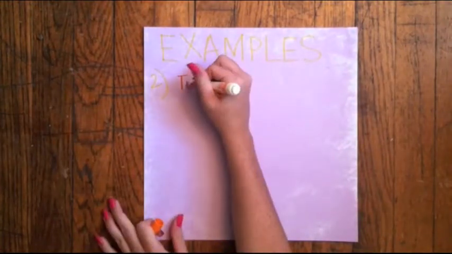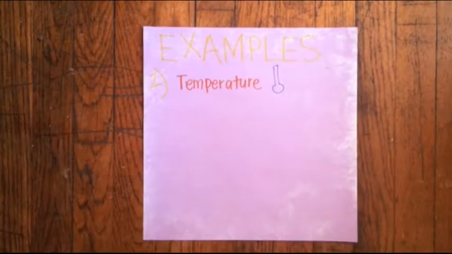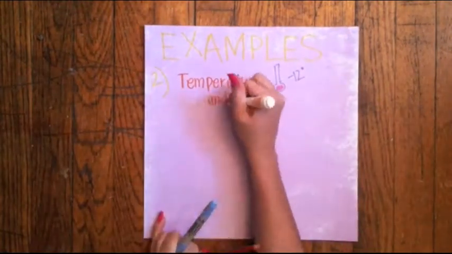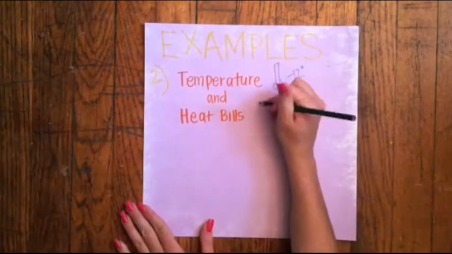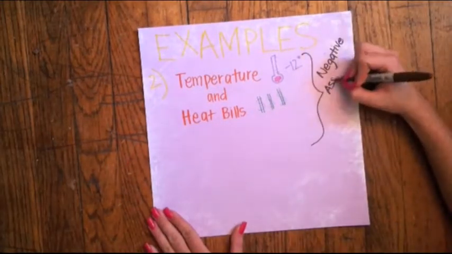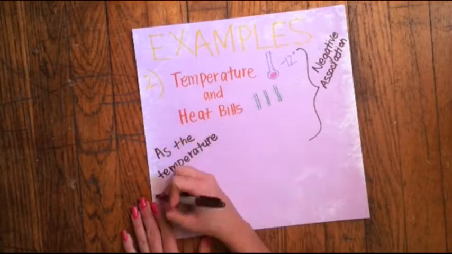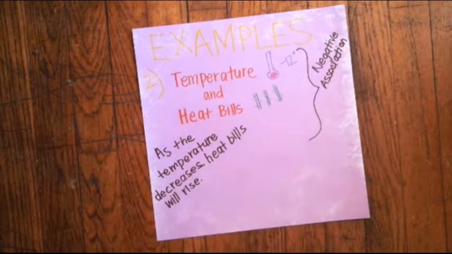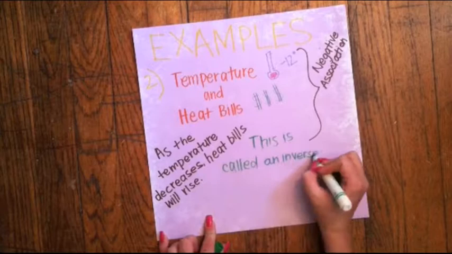Other examples include temperature and heat bills. This is an example of a negative association. As the temperature decreases, the heat bills will rise, as well as the temperature increases, the heat bills will decrease. This is called an inverse or negative relationship.